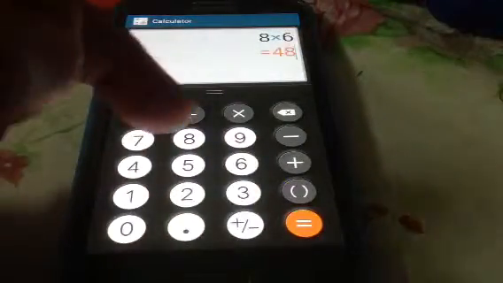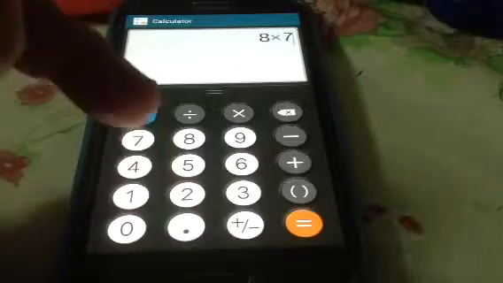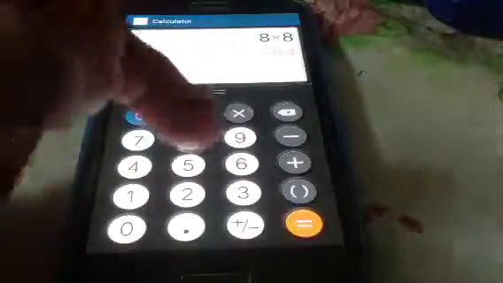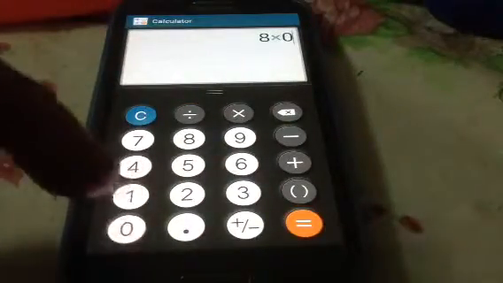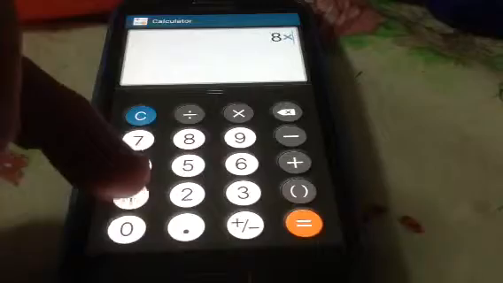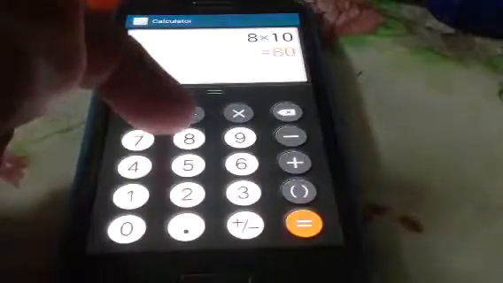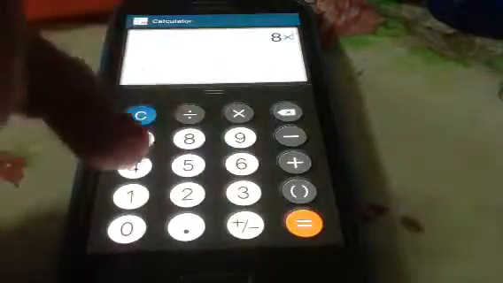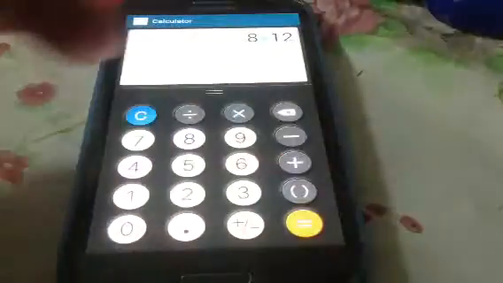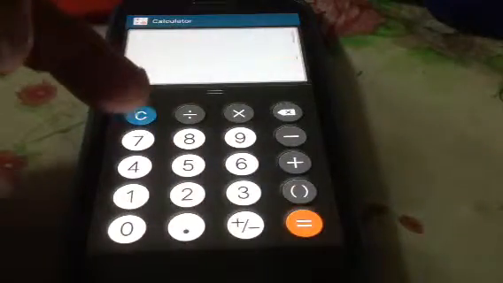8 times 7 is 56. 8 times 8 is 64. 8 times 9 is 72. 8 times 10 is 80. 8 times 11 is 88. 8 times 12 is 96. Let's go to 9 times table.